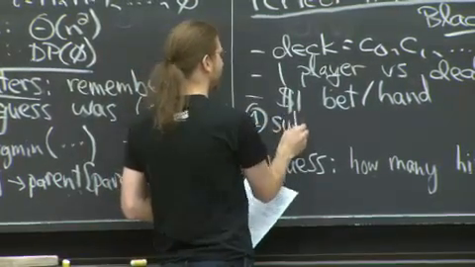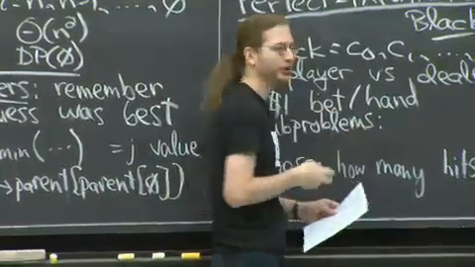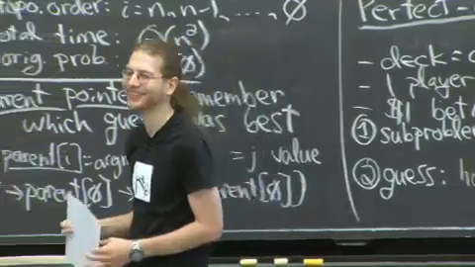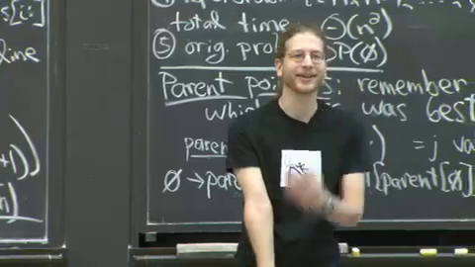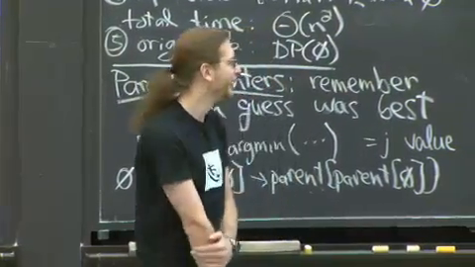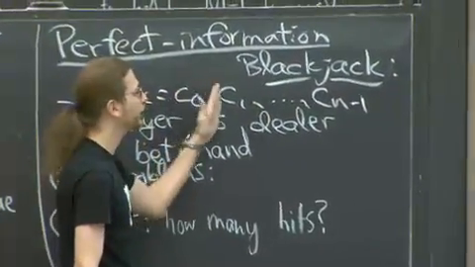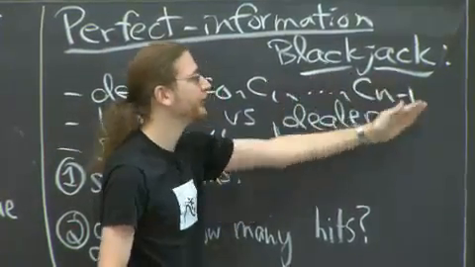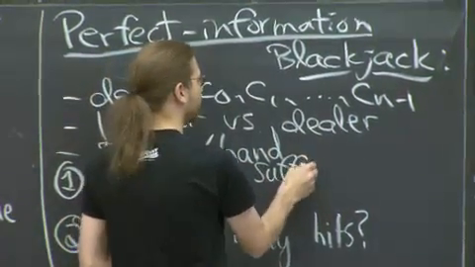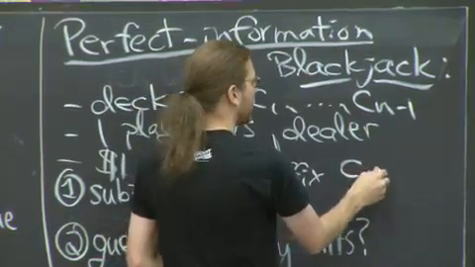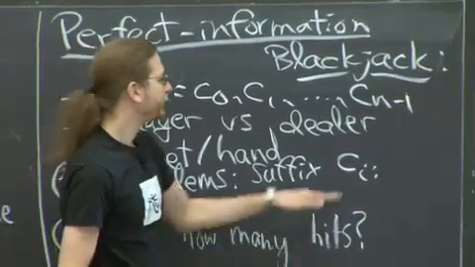Our subproblems. Anyone tell me what our subproblems would be in one word or less? Less would be impressive. Yeah. Where do you start the new hand? Yeah. So it's going to be suffixes of the cards. So at some point, we do a play, and then we get to the ith card, and then the rest of the game will be from the ith card on. So it's going to be suffix Ci colon, I guess would be the notation here. It's a bit awkward. These are the cards that remain.